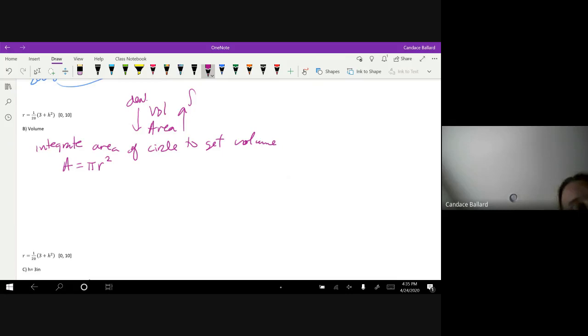Okay, so I'm going to basically plug into that and integrate that. So volume equals, I'm going to put the pi part on the outside of my integral. The radius they gave us right there, 1/20 times 3 plus h squared, and then this whole thing gets squared because the radius is supposed to be squared, dh. I'm still going on this interval here, 0 to 10.